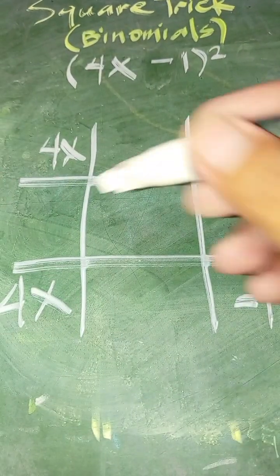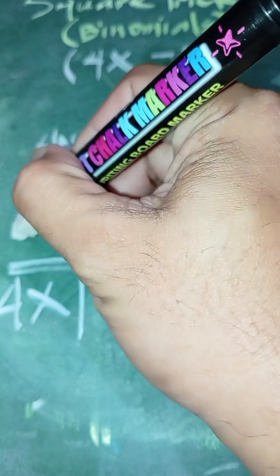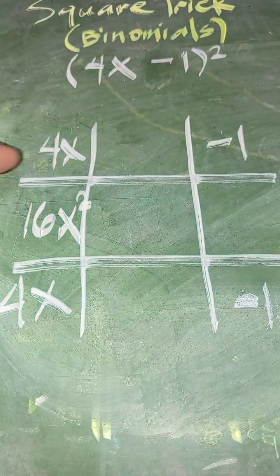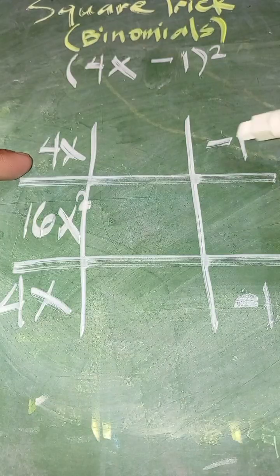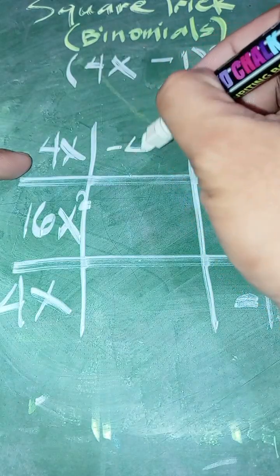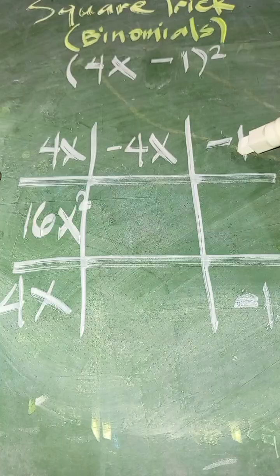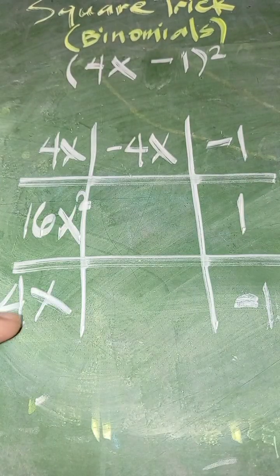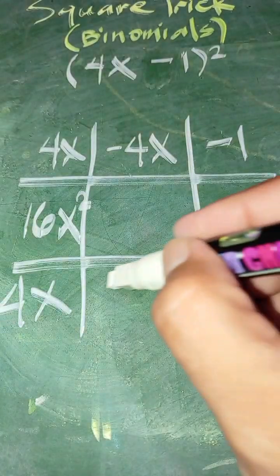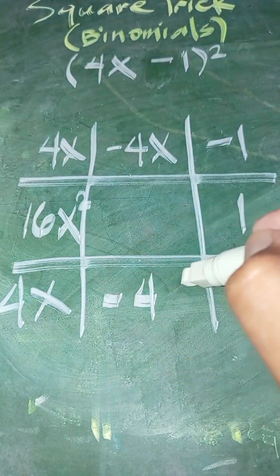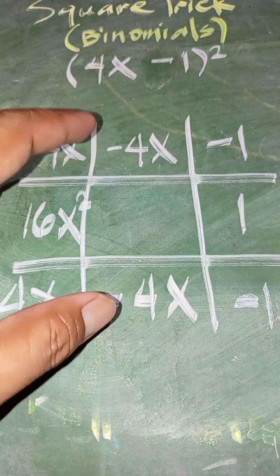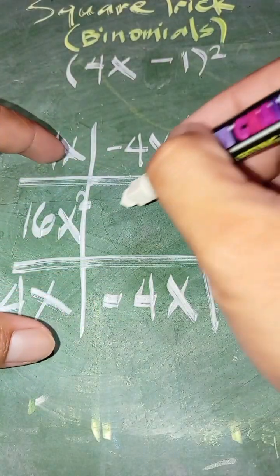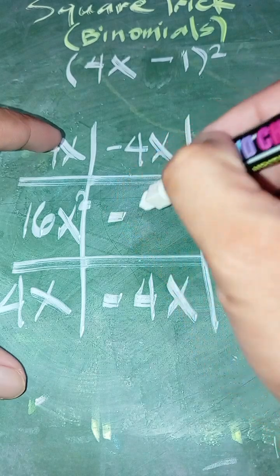So multiply 4x times 4x, 16x squared. 4x times negative 1 is negative 4x. Negative 1 times negative 1 is positive 1. 4x times negative 1 is negative 4x. Now, add this one, negative 4x and negative 4x, we have negative 8x.